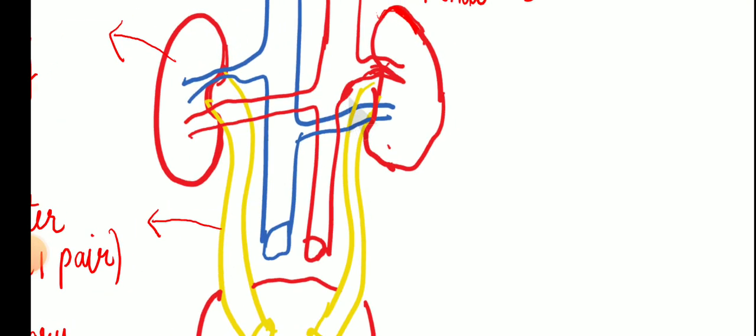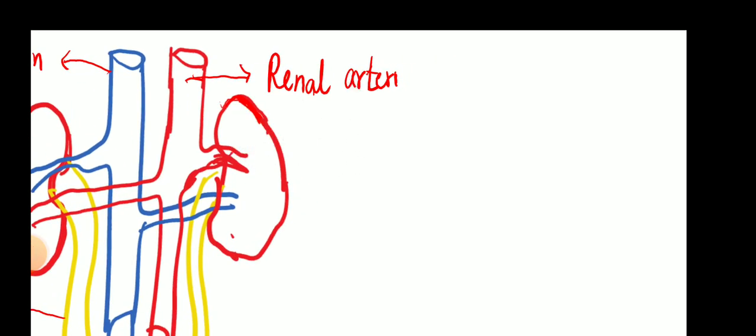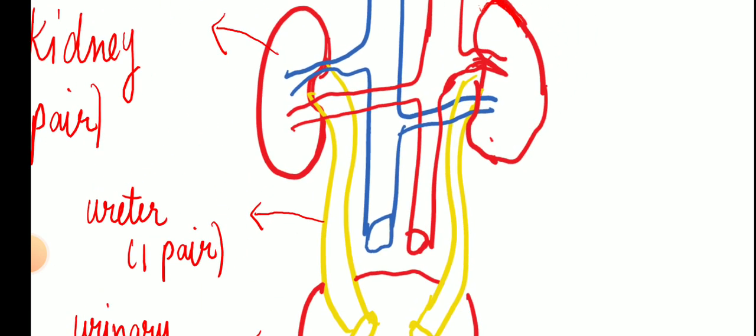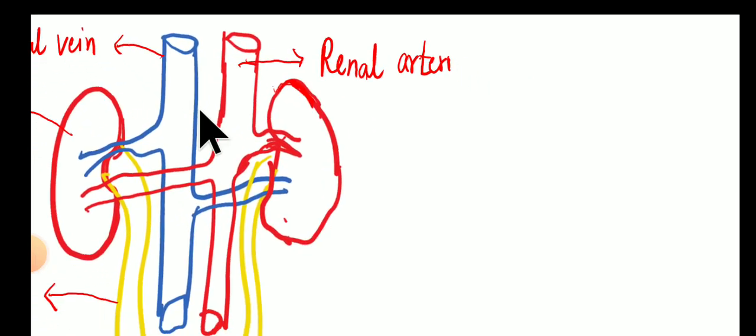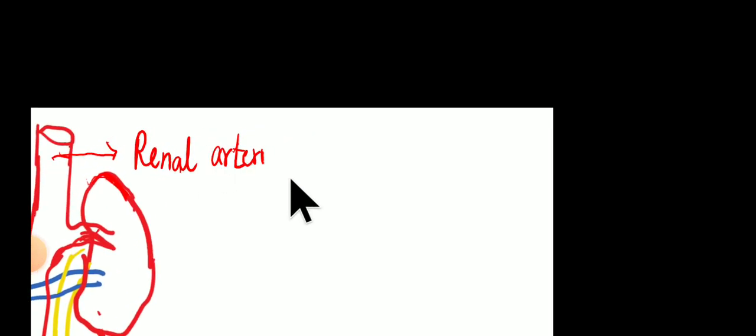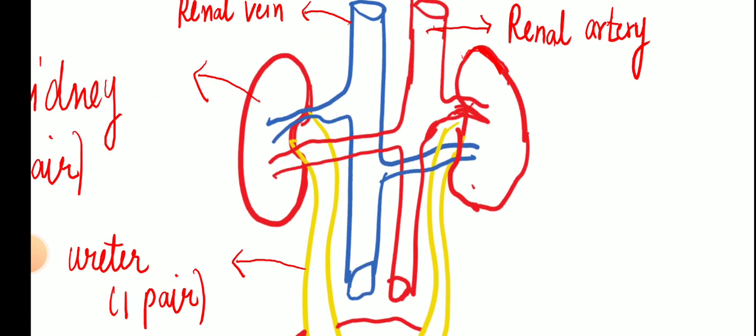As I have explained in the video on the circulatory system, arteries are those blood vessels which carry blood from the heart to various body organs, whereas veins collect the blood from organs and carry it towards the heart. So the renal artery is supplying blood from the heart to the kidneys. This blood is oxygenated, that's why it is drawn in red, and the blood collected from the kidneys and sent to the heart is deoxygenated, that is why it is drawn in blue.